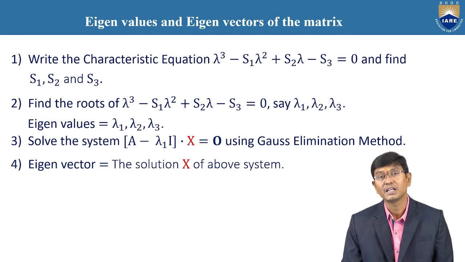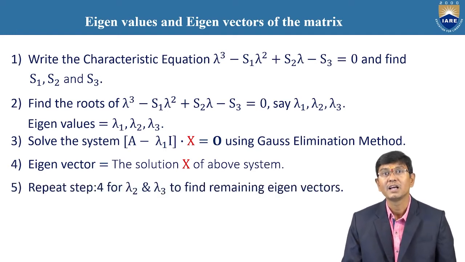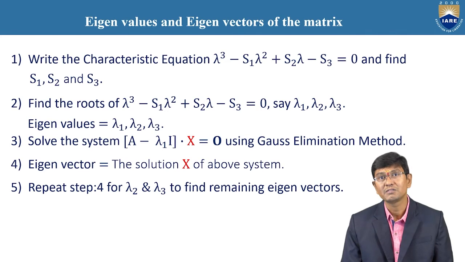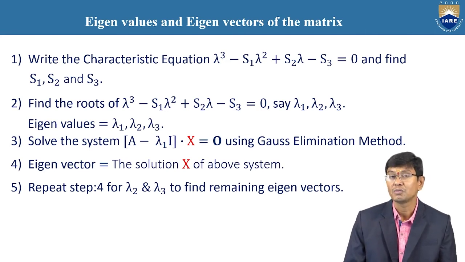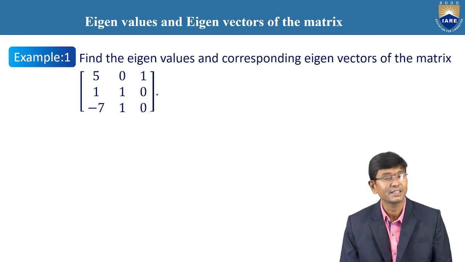We need to obtain the eigenvector. Here, the eigenvector is nothing but the solutions of the system that depends upon the given matrix. And repeat the process, that is the fourth equation, that depends upon lambda equal to 1. Similarly, we need to find the eigenvectors corresponding to lambda 2 and lambda 3 also, that is, consider x2 and also x3.